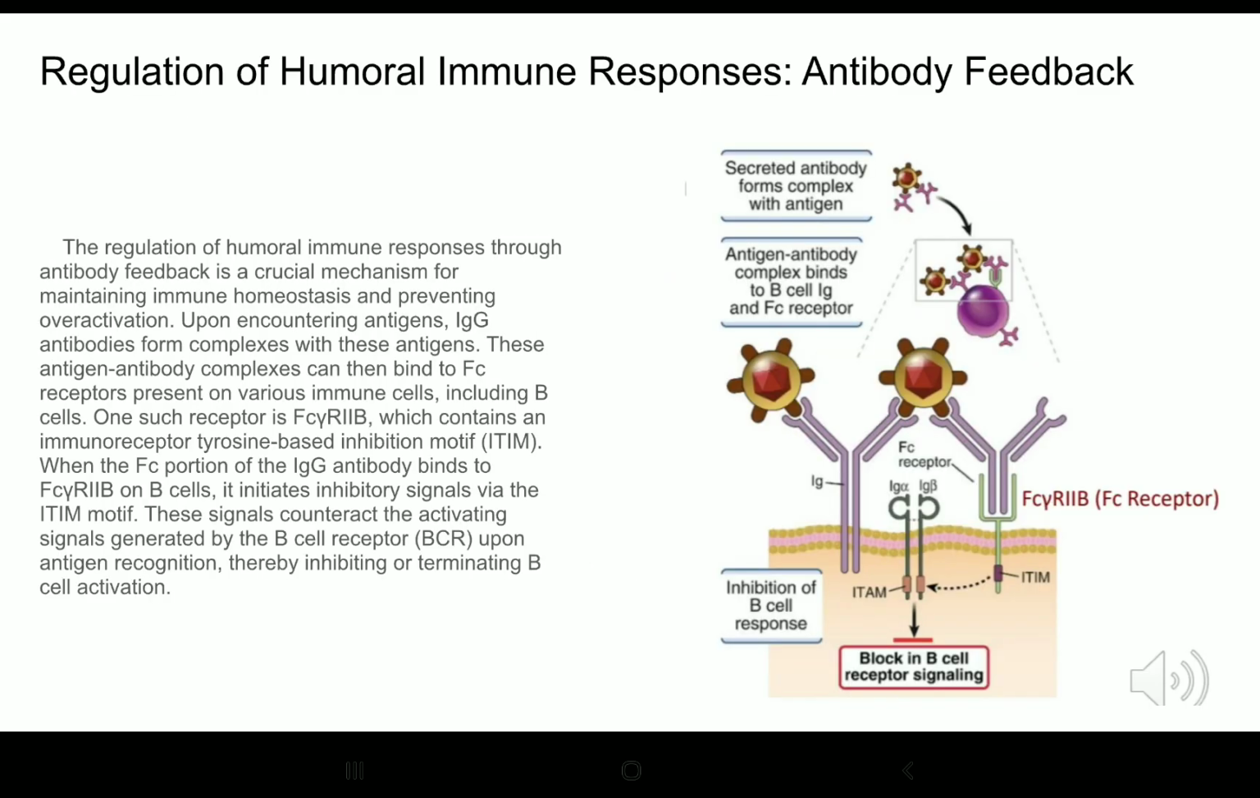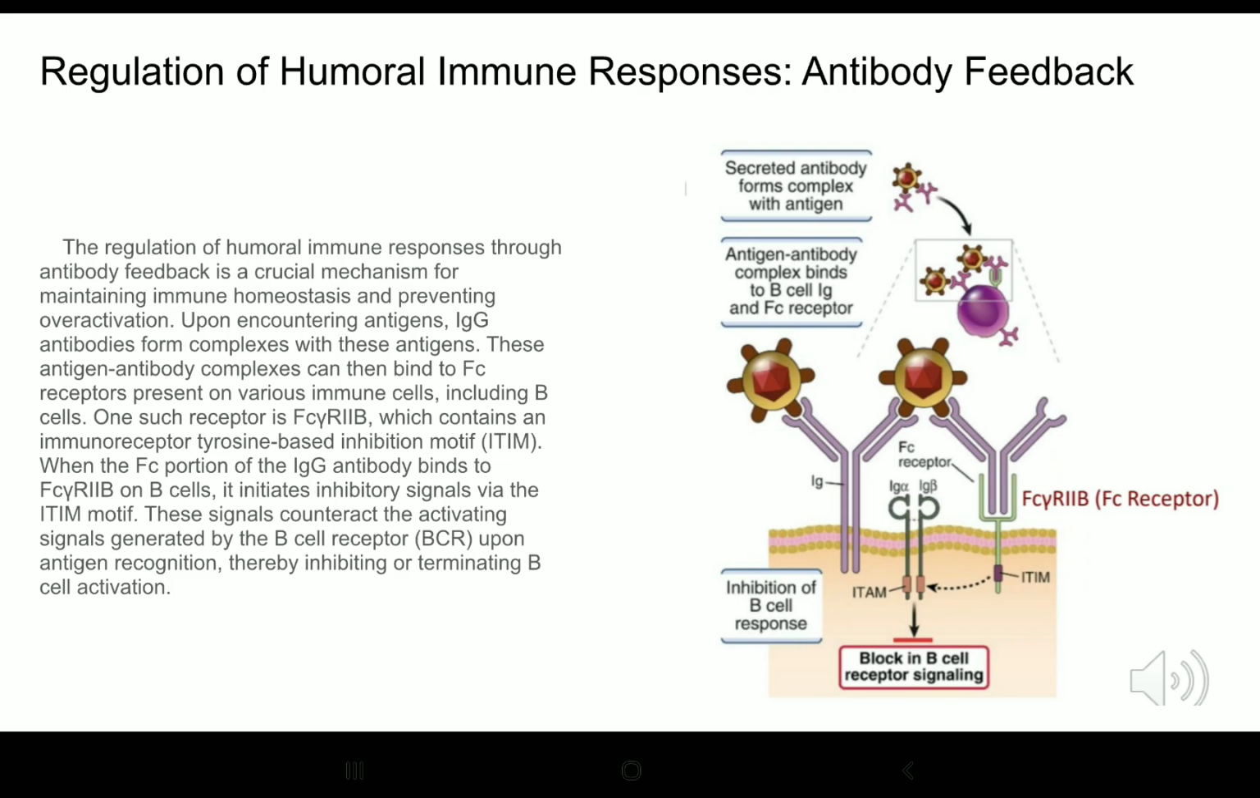The regulation of humoral immune responses through antibody feedback is a crucial mechanism for maintaining immune homeostasis and preventing overactivation. Upon encountering antigens, IgG antibodies form complexes with these antigens. These antigen-antibody complexes can then bind to Fc receptors present on various immune cells, including B cells. One such receptor is FcγRIIB, which contains an immunoreceptor tyrosine-based inhibition motif.